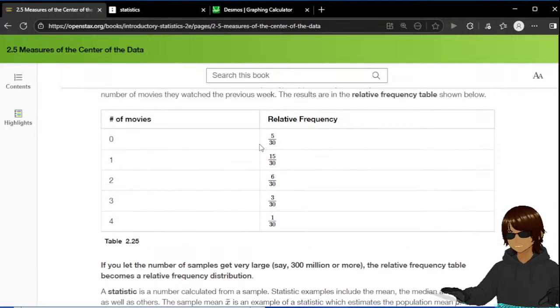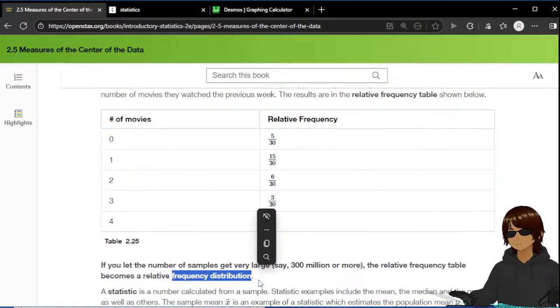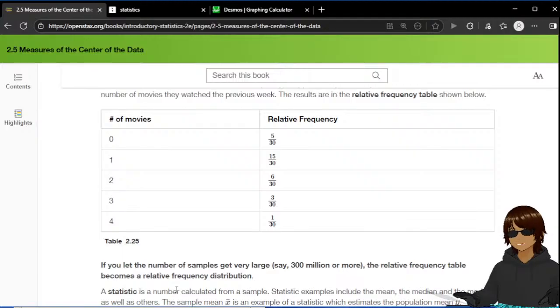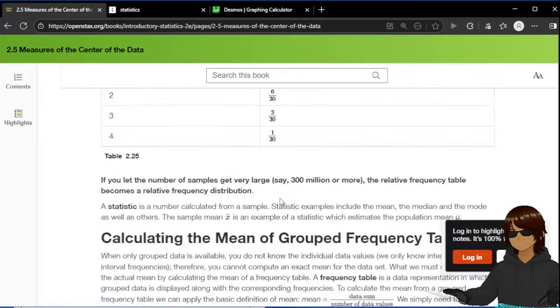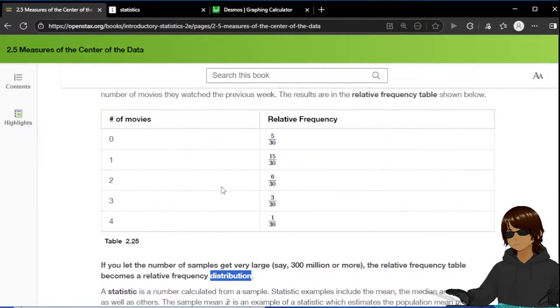So, what's the difference between a distribution and the table? A distribution is like how the values in the entire population are distributed, right? A distribution is for the population, the entire population.